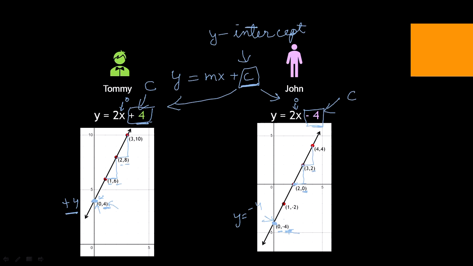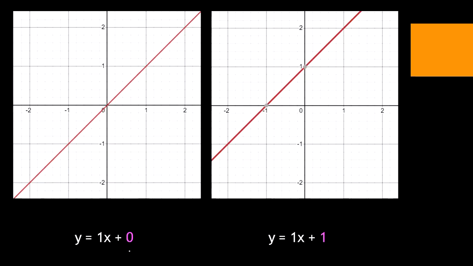Let us reinforce this idea with a few more examples. Here I have the graph of y equals 1x plus 0. Here I have plus 0, and so our c, which is the y-intercept, is 0, which means this graph should intercept the y-axis at 0. And if you look at the graph, it does intercept the y-axis at y equals 0. Here the y-intercept is plus 1, which means the graph should intercept the y-axis at y equals plus 1, and that is true. It does indeed equal +1, and that is the point where it intercepts.